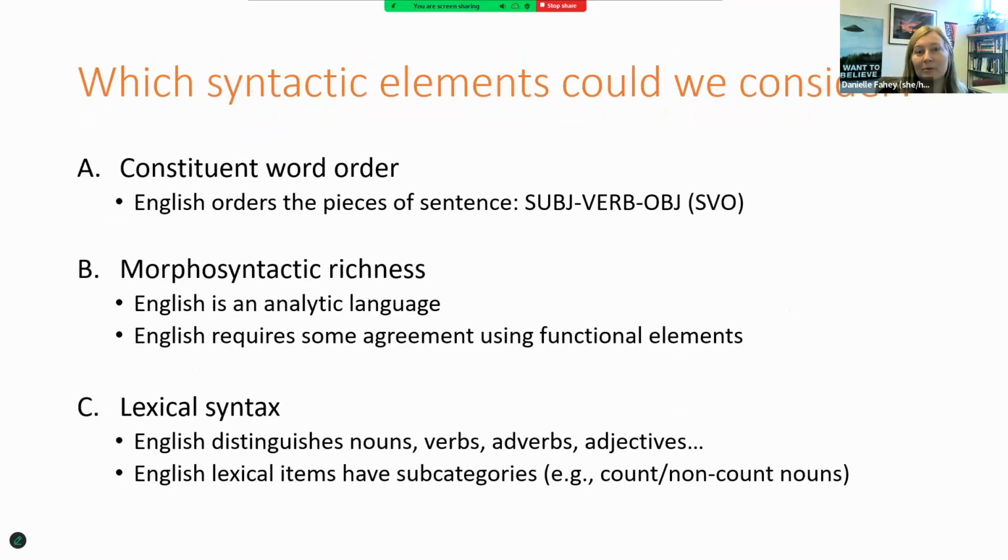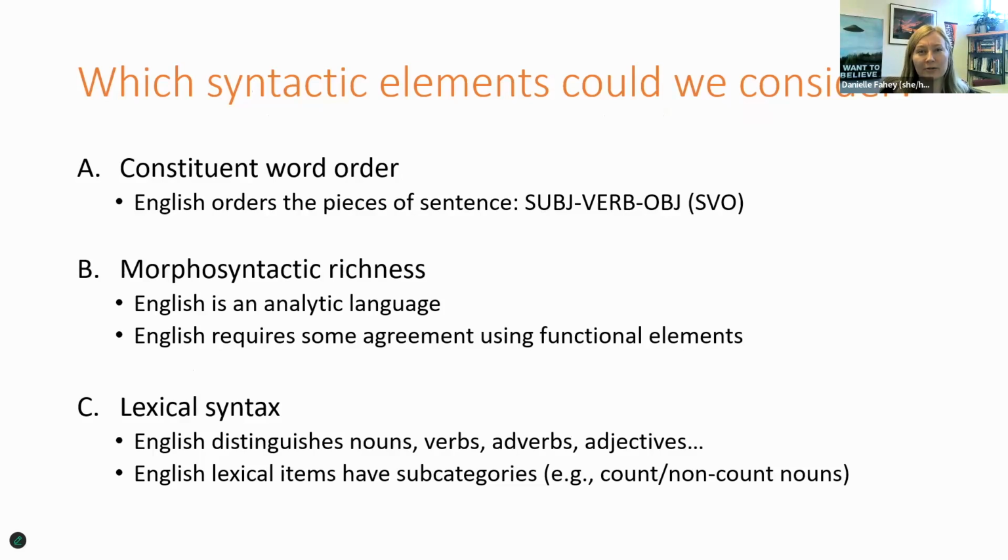So syntactic elements that we might want to consider, sentence level things, constituent word order. So we have English. This is an SVO language, so it's subject, verb, object. We're familiar with this. Morphosyntactic richness. So a lot of us are going to be familiar with the agreement, past tense, third person singular, those kinds of things. English doesn't have a lot of these kinds of morphosyntactic elements, these grammatical markers. So it's an analytic language.